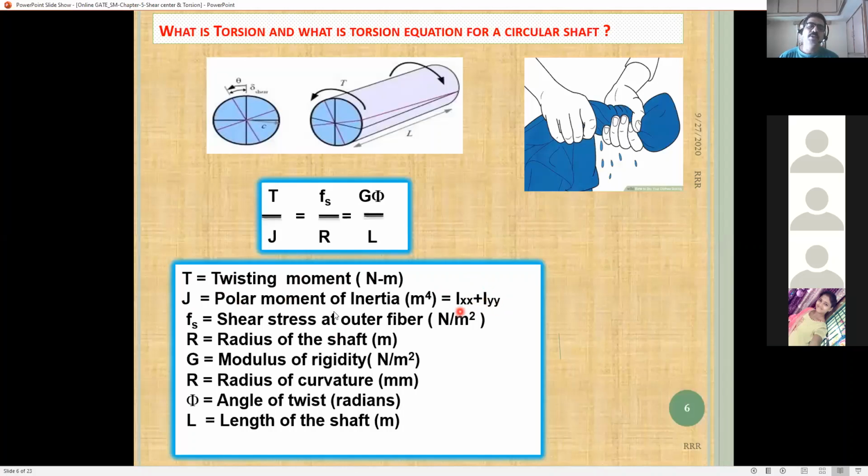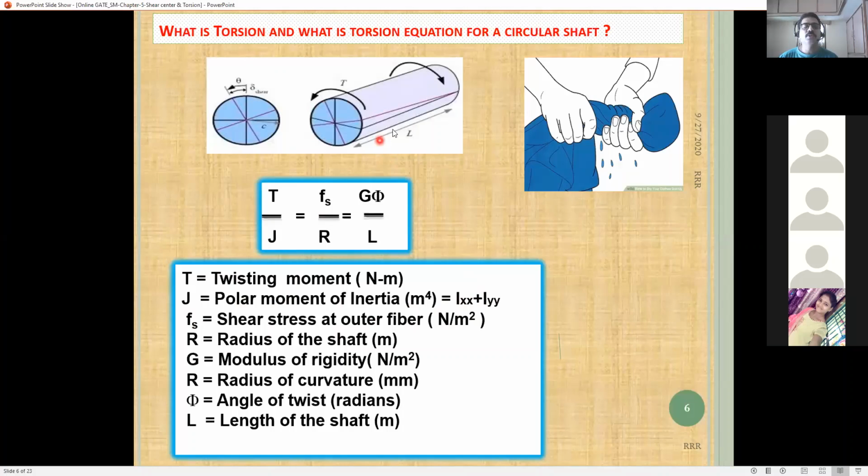Sometimes they will ask simply in a bit, what is the polar moment of inertia? For a given axis, they will give options: Ixx, Iyy, Ixx minus Iyy, or Ixx plus Iyy. So obviously, polar moment of inertia is nothing but we have to add both moments of inertia, Ixx plus Iyy.